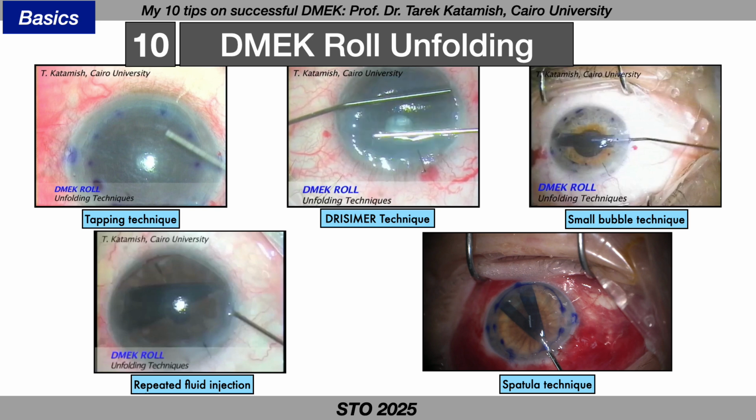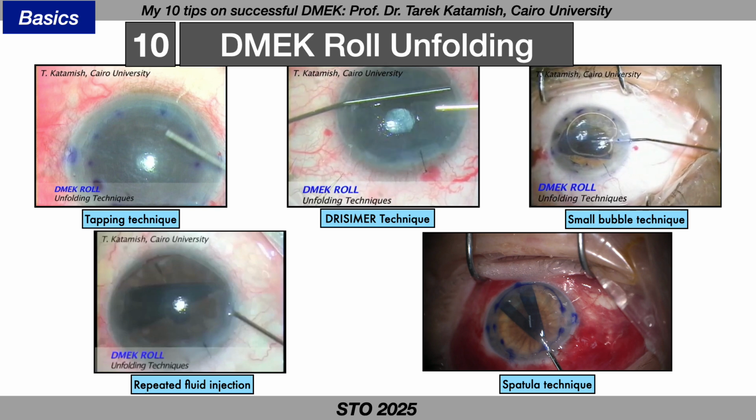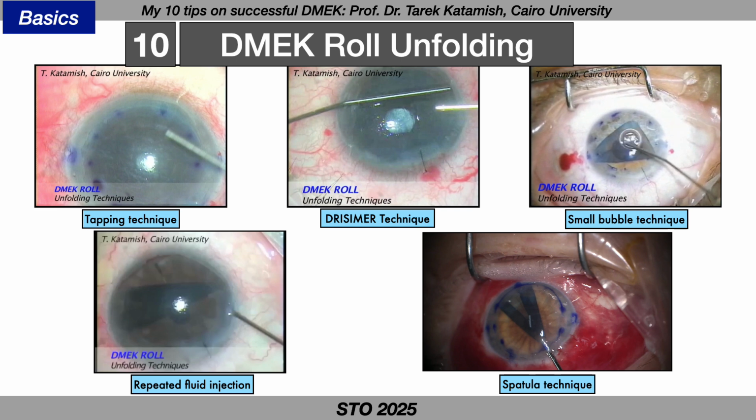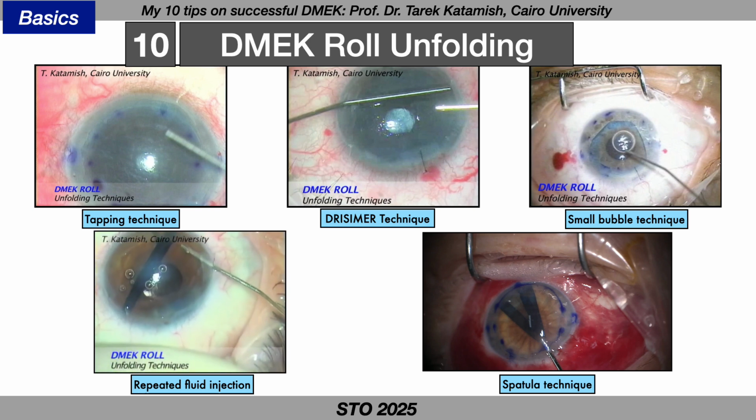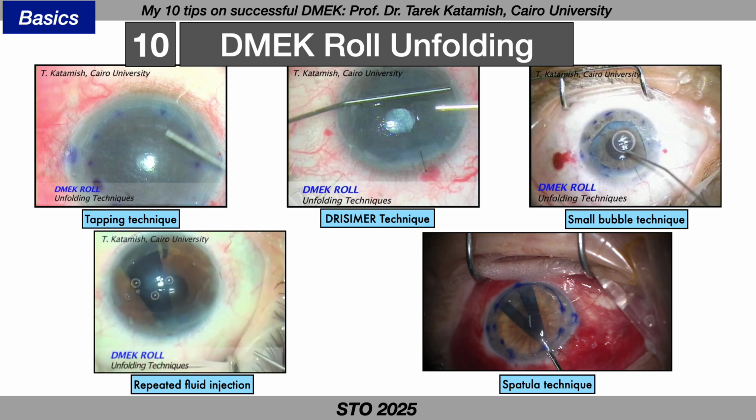to have complete unfolding. The bubble in the roll technique: inject a small bubble in the roll and use this small bubble as a third hand in the anterior chamber, and with gentle tapping in different directions you will be able to unfold the DMEK graft. Sometimes repeated fluid injection may be helpful to open a tight DMEK roll.